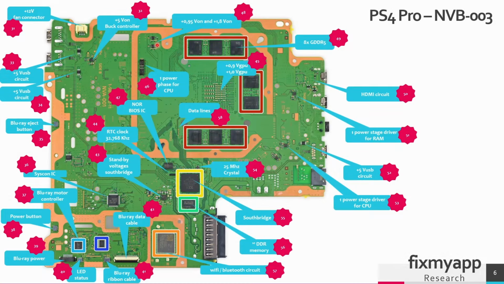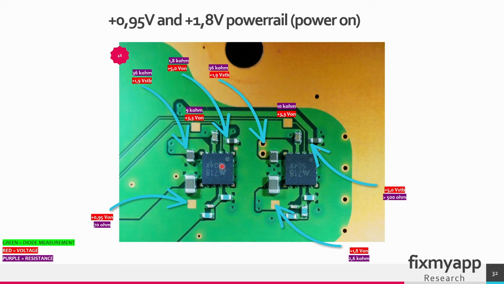In region 48 we can find the voltages of 0.95 volt and the 1.8 volt. I suspect that these 2 chips are the low drop voltage regulators, and these 2 regulators will create 0.95 volt and also the 1.8 volt. So this is the output. On the 4th pin there is a 1.9 standby voltage present, also on the 4th pin of this chip. On these 2 pads 3.3 volt is created. These voltages are being created when you turn on the console. Also the 5 volt is present here. And the 5 volt that is present on this pad is a standby voltage of 5 volt.